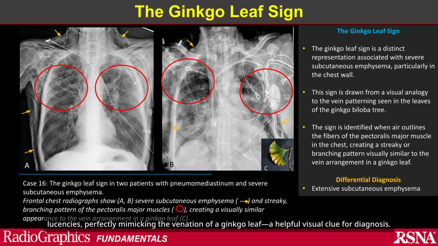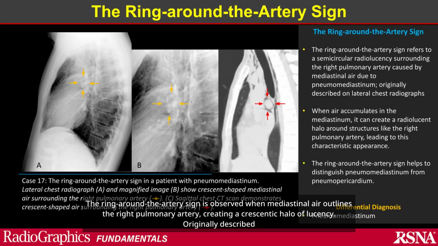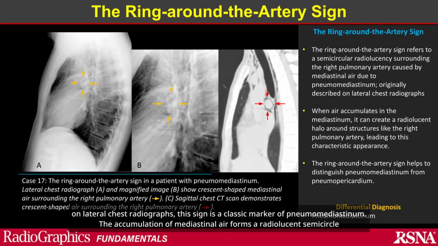The ring around the artery sign is observed when mediastinal air outlines the right pulmonary artery, creating a crescentic halo of lucency. Originally described on lateral chest radiographs, this sign is a classic marker of pneumomediastinum. The accumulation of mediastinal air forms a radiolucent semicircle encasing the artery, which is rarely confused with other conditions. Recognizing this sign not only supports the diagnosis of pneumomediastinum, but also helps distinguish it from pneumopericardium, where air is confined to the pericardial sac.